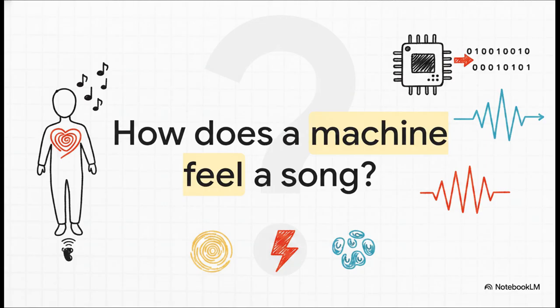But before we start peeling back the layers of a song, we have to ask a genuinely fascinating question. How exactly does a cold, calculating piece of code feel a song? I mean, we experience music as this deeply subjective, bodily thing, right? We get chills, we tap our feet, our hearts swell, but a machine, it just sees ones and zeros. So how on earth does it translate a raw digital audio file into a profoundly human feeling like nostalgia or joy or pure aggression?